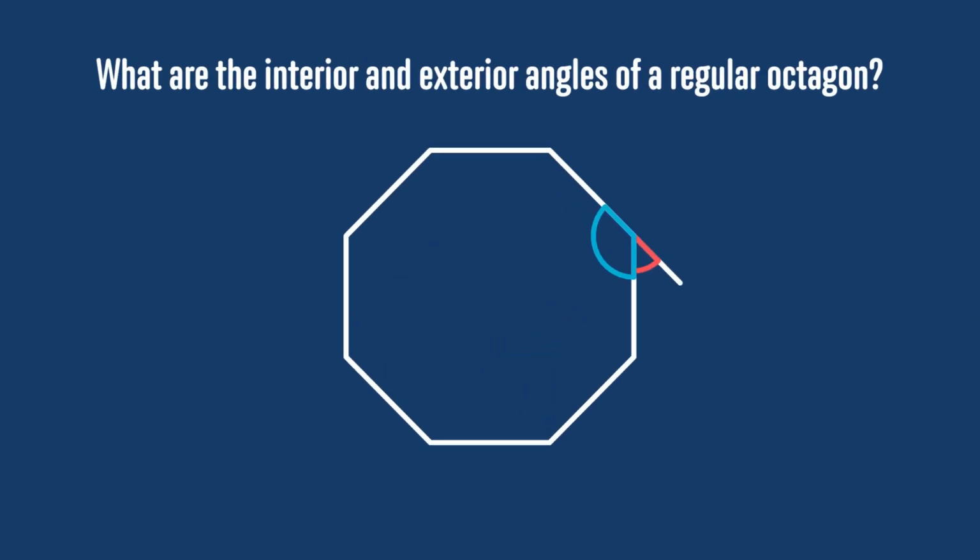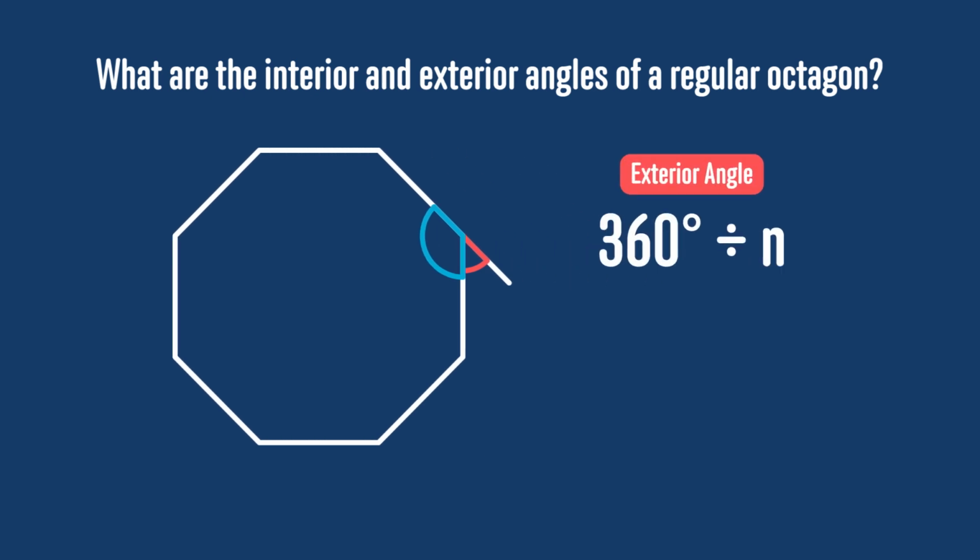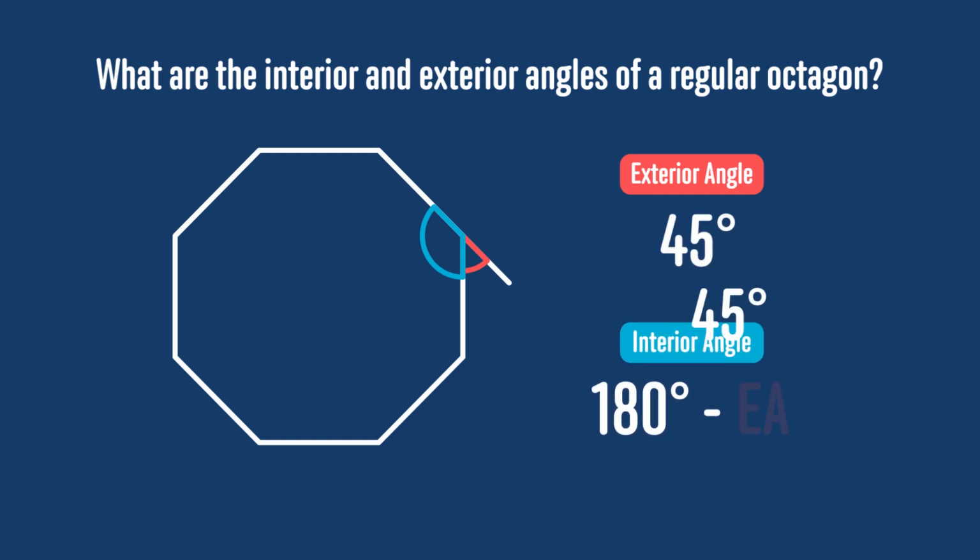What are the interior and exterior angles of a regular octagon? Since an octagon has 8 sides, we take n equals 8 in the formulae. The exterior angle is 360 divided by 8, which is 45 degrees. The interior angle is then 180 minus 45, which is 135 degrees.